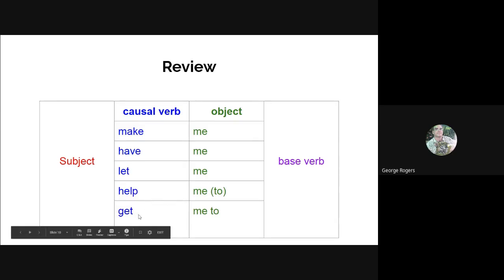If it doesn't have a to in front of the base verb, you know it's not get. Again, make me, have me. Again, this one's force.